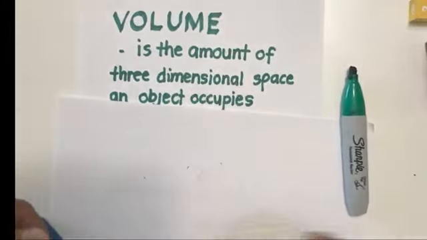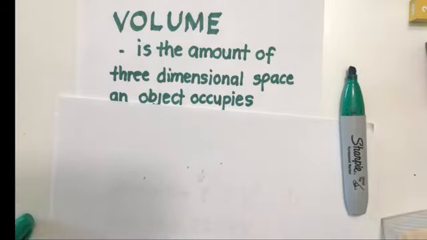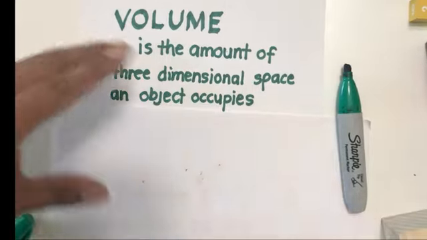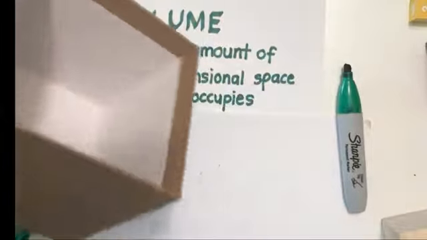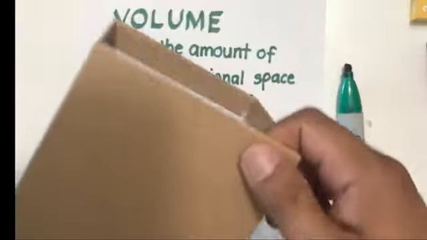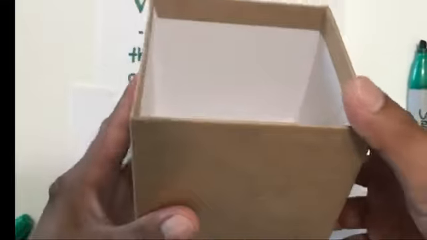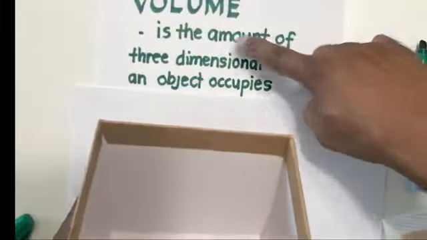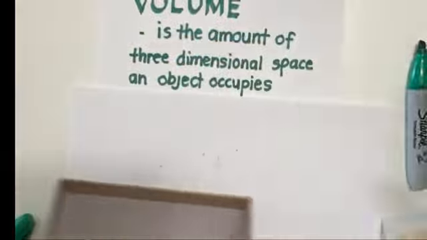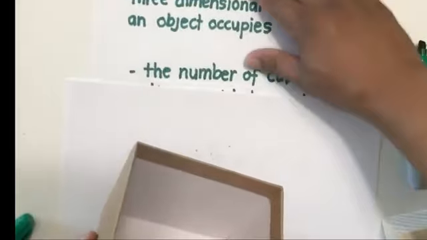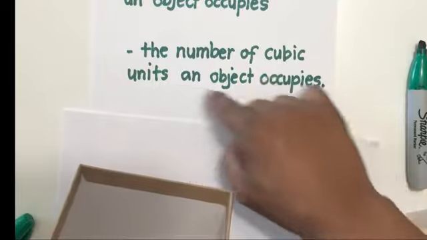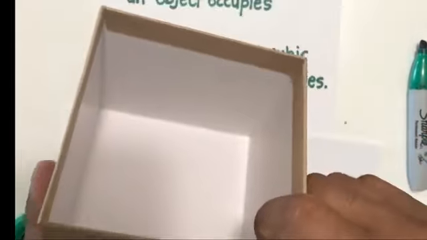Volume is the amount of three-dimensional space an object occupies. So let's say I have this box, and I would like to find the volume of this box. In order to find the volume of this box, we need to quantify the amount of three-dimensional space inside this box. But how are we going to do that? The answer is we are going to count the number of cubic units this object occupies.